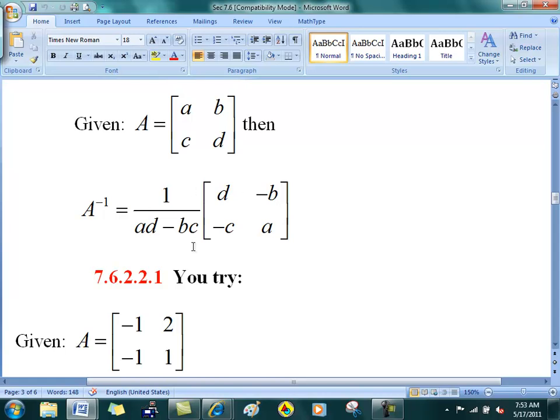So first do this inverse. What's AD minus BC? That's minus 1 plus 2, which is a 1. So you divide by 1, you get 1. If it was a 2, you divide every number in here by 2, because it's 1 over 2. So it'd be multiplying by a half or dividing by 2. Okay? So everybody all right there?